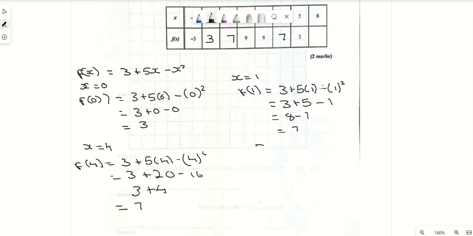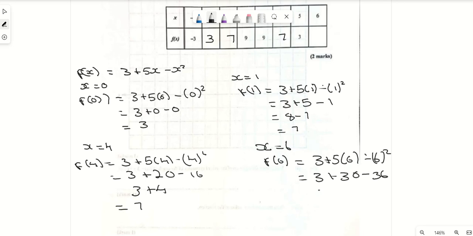And then we want to know when x is equal to 6, f of 6 is equal to 3 plus 5 by 6 minus 6 squared, which is equal to 3 plus 5, 6 fives are 30, minus 36. That's 33 minus 36, which is equal to minus 3. So when x is equal to 6, f of x is equal to minus 3.